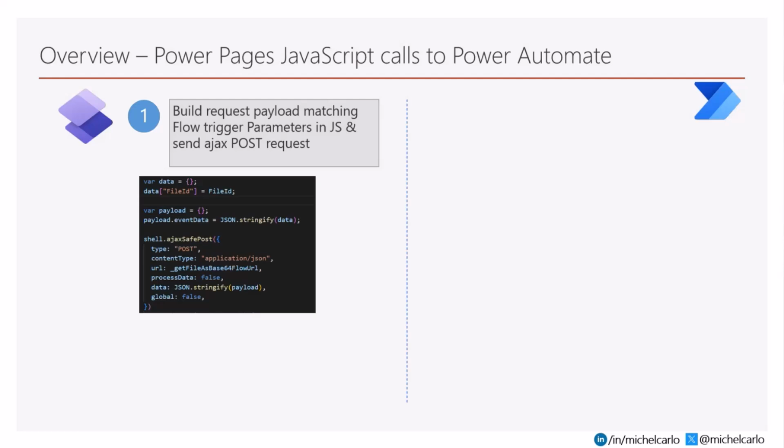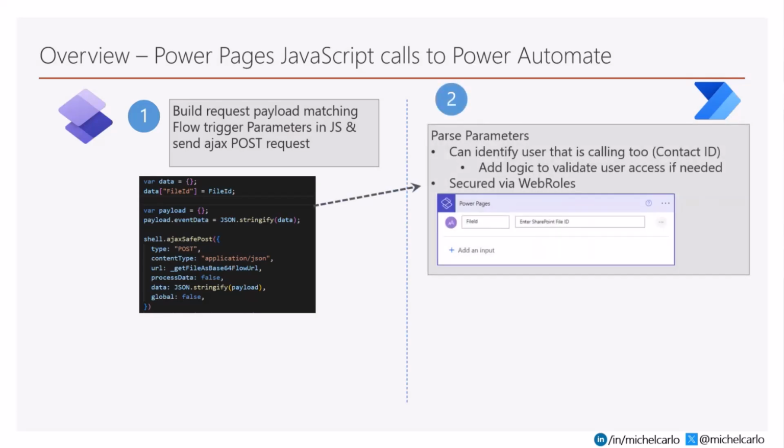And then before the demo, I wanted to explain quickly what's the main idea of the flows, just to make the whole process easier. If you want to call a Power Automate flow from Power Pages in the code, what you have to do is build the request payload, and then send that payload as a parameter in JavaScript via a POST request. Those parameters have to match the trigger parameters from the flow Power Pages trigger.